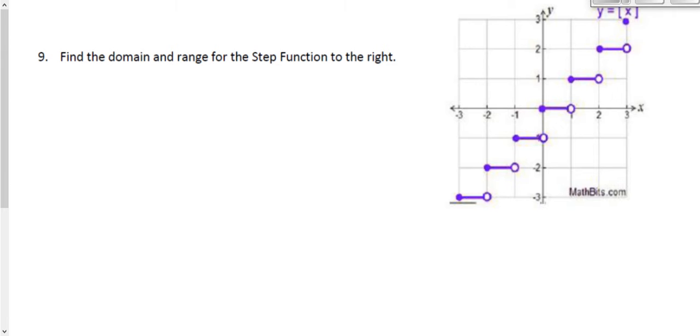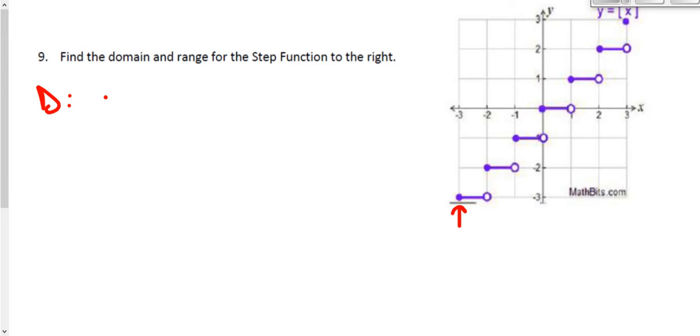In this video, we have to find the domain and range for the step function that's on the right-hand side here. So for our domain, we're counting every single x value it's possible to use in this graph. I'm going to go ahead and use interval notation here. So I'm going to find the furthest to the left I can go, which is right over here.